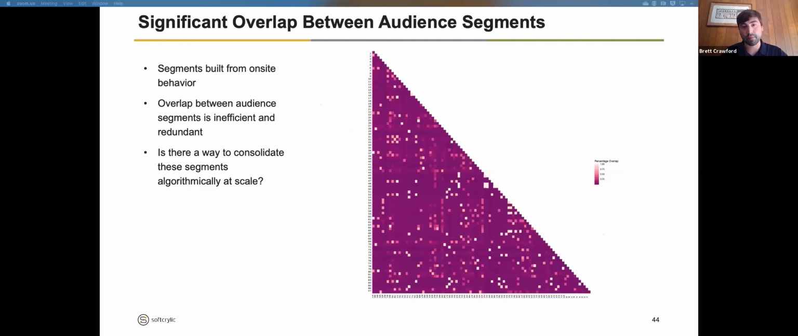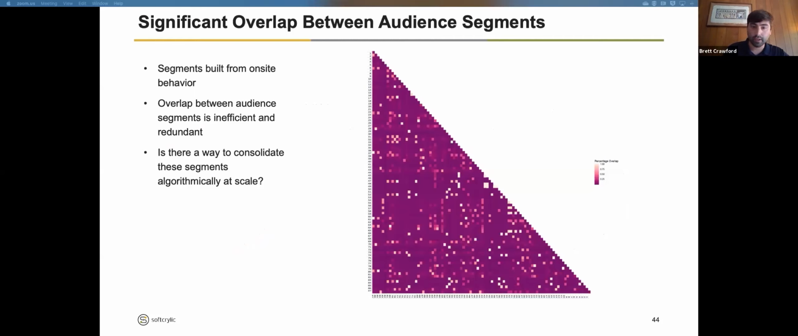So this is a heat map where each square is the center area of a Venn diagram between two segments. The segments are on the X and Y axes respectively. If a square is lighter, it means there's a high degree of overlap between two segments, whereas a darker square is lower overlap. So dark squares are a good, efficient segmentation. A lighter square is an inefficient one.